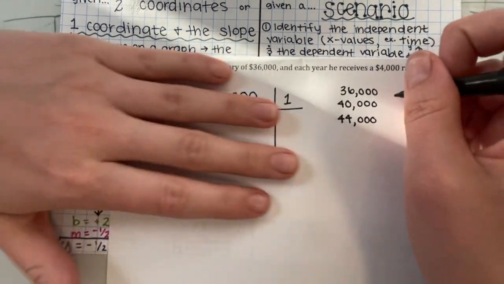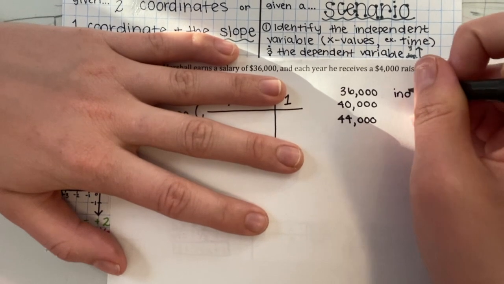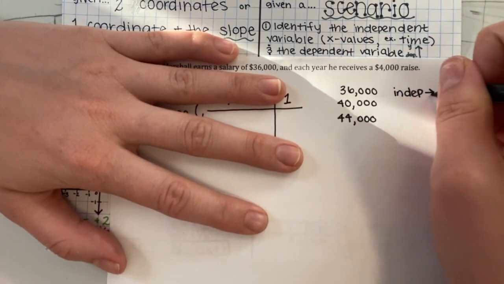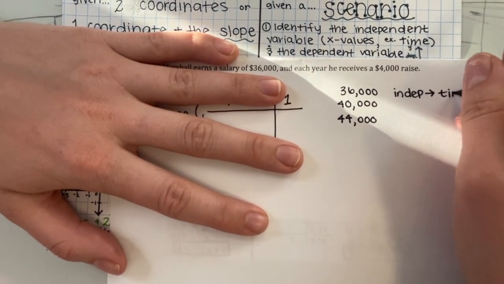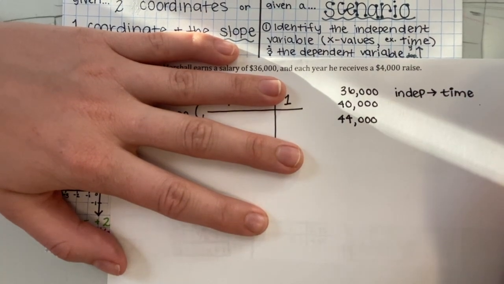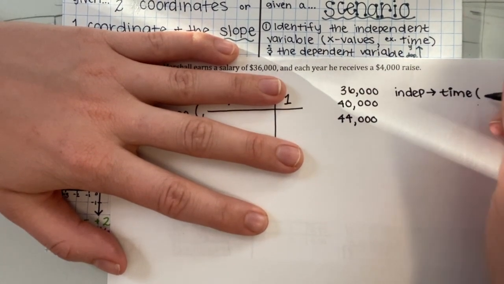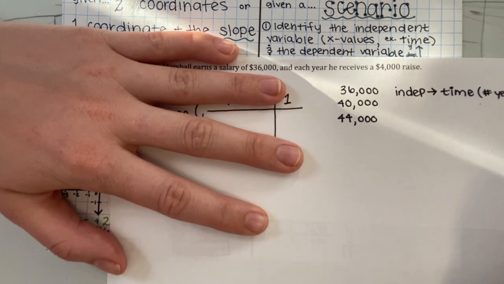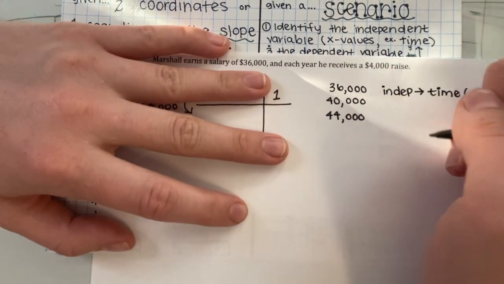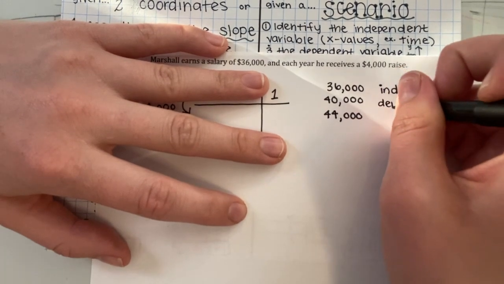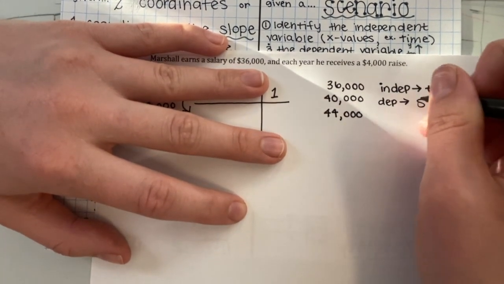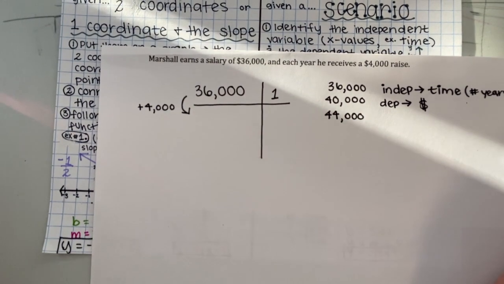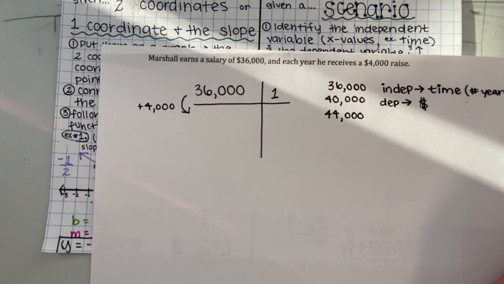So my independent variable, because time is involved, we know that the independent variable is time. It's our years. And the dependent variable is just the amount that Marshall makes in a year.